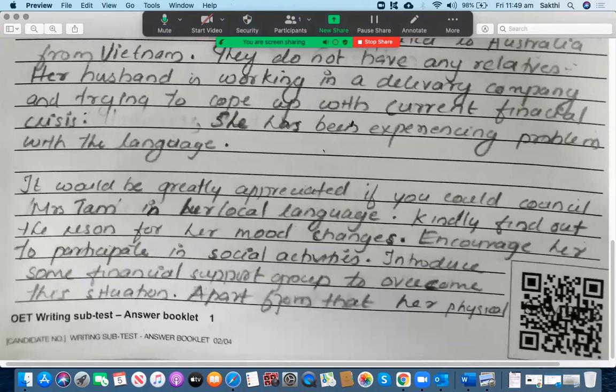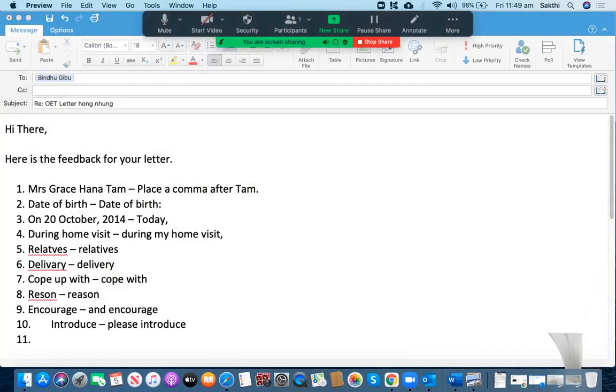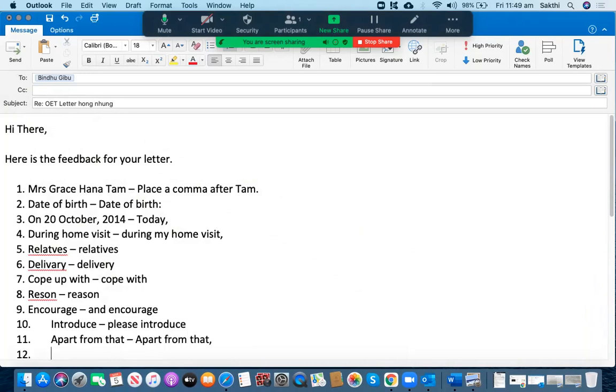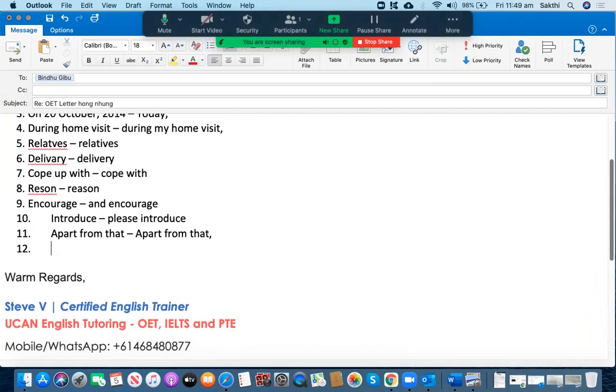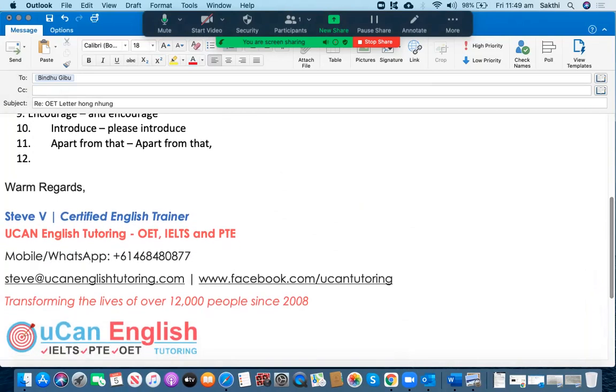Apart from that, there should be a comma. Apart from that needs a comma after that. Apart from that, there should be a comma. Placement of punctuation marks is one of the major factors for a high score in your letter.